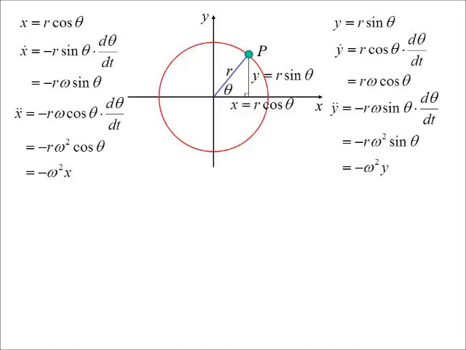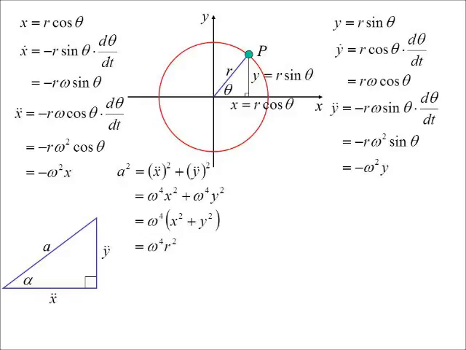Now, remember, we wanted to prove it was the m r omega squared. So let's resolve these accelerations. Acceleration will be the hypotenuse, so it's going to be the x acceleration squared plus the y acceleration squared. I end up with x squared plus y squared, but we know x squared plus y squared is the radius squared, and there it is. Acceleration squared is omega to the power of 4 r squared, so acceleration is r omega squared.